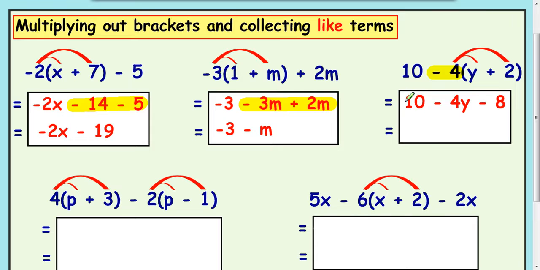In this one, the numbers are here and here. Remember to take the sign with the number, so that's really 10 take away 8, and that's going to give you 2. So negative 4y plus 2. You could write 2 take away 4y as well.